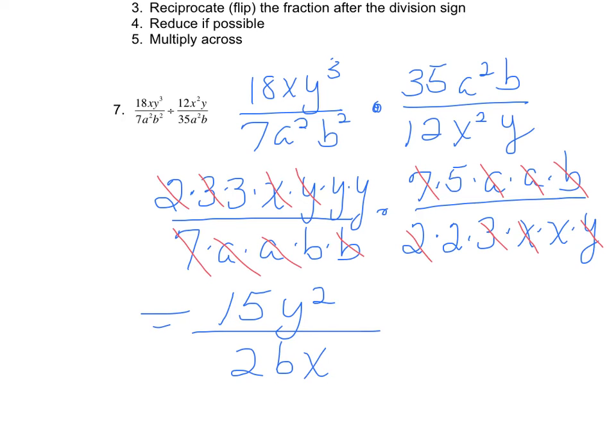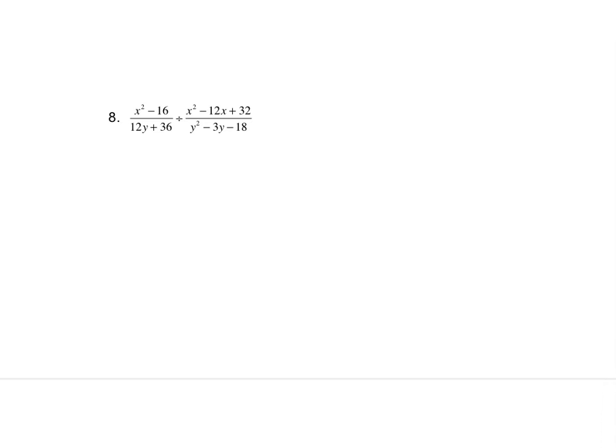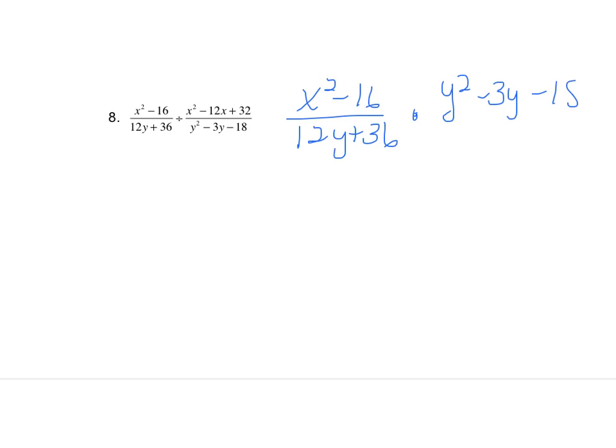All right, let's take a look at another example. With number 8, it's a division problem. So we're basically going to rewrite it as a multiplication problem and then factor and cancel as much as we can. So we have x squared minus 16 over 12y plus 36 times y squared minus 3y minus 18 over x squared minus 12x plus 32.